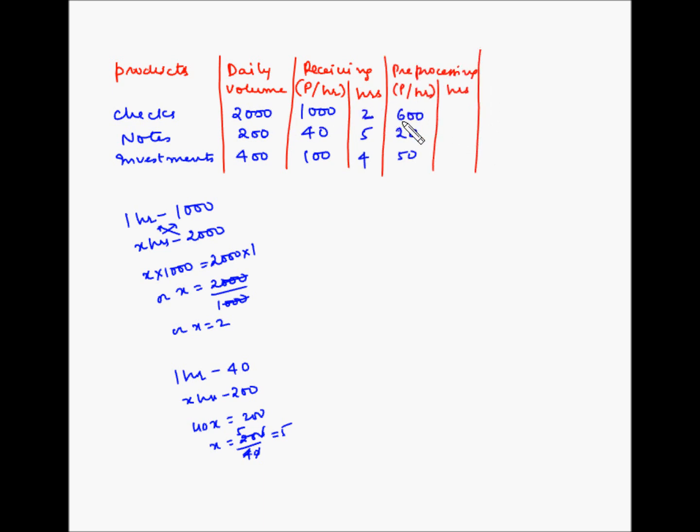So 2000 divided by 600, which is 3.3. 200 divided by 20, which is 10. And 400 divided by 50, which is 8. Now let's move to the next sub-process, which is verification.